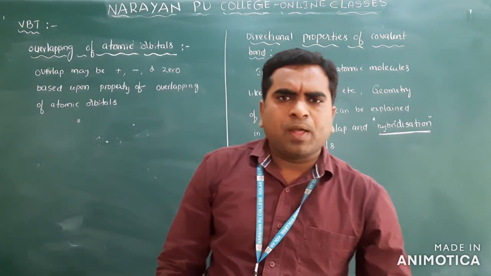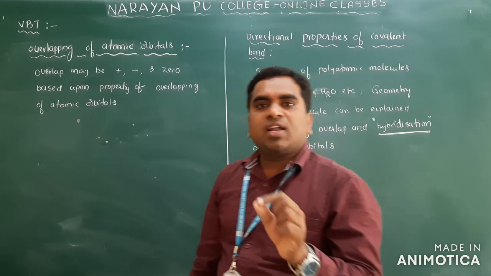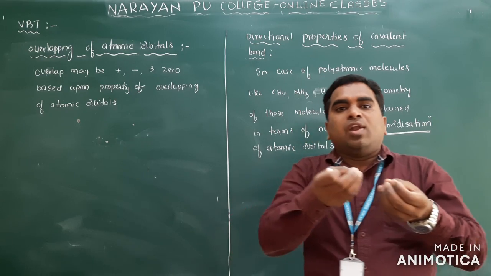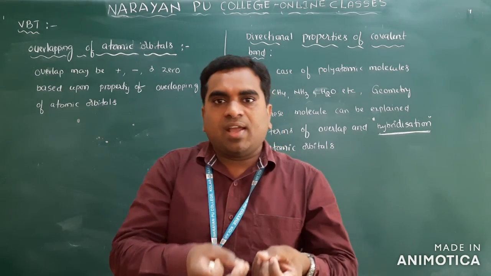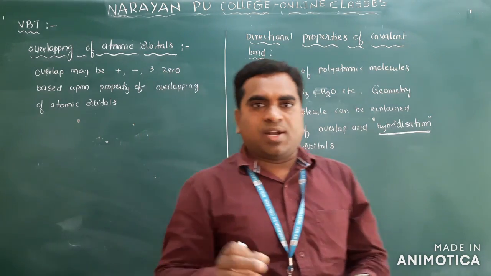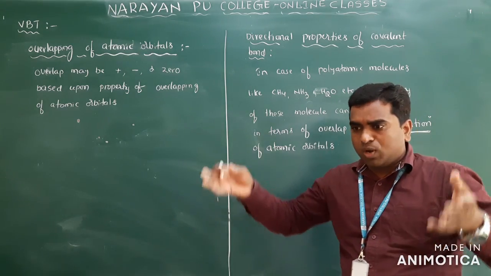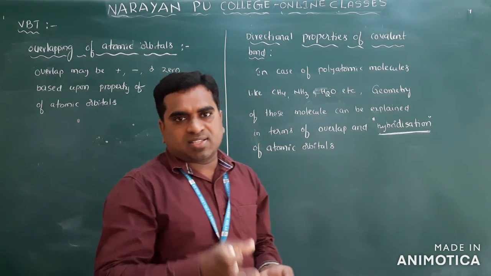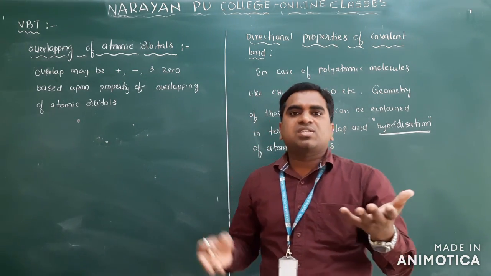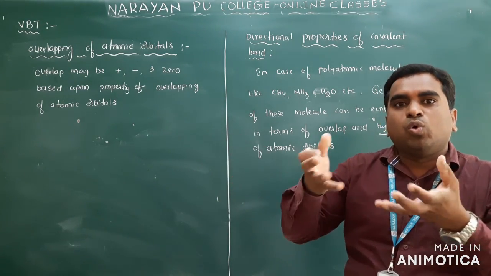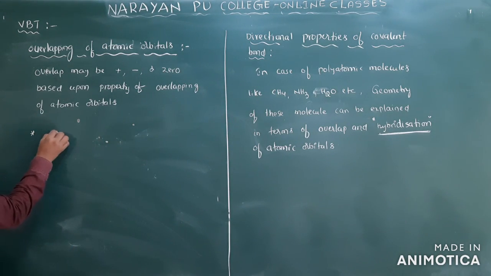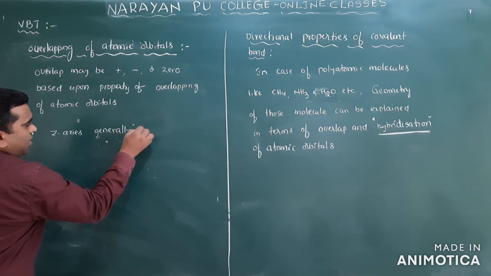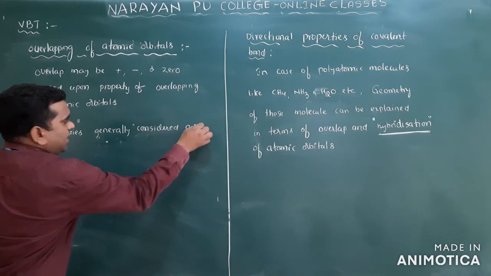One concept here: generally we will take the z-axis as the internuclear axis. Clear? What is meant by internuclear axis? It is just an imaginary line which connects the centers, or nuclei, of the two atoms. So you should not think that only the z-axis must be considered as the internuclear axis. Not like that; generally we consider the z-axis as the internuclear axis. Write that also: z-axis generally considered as internuclear axis.